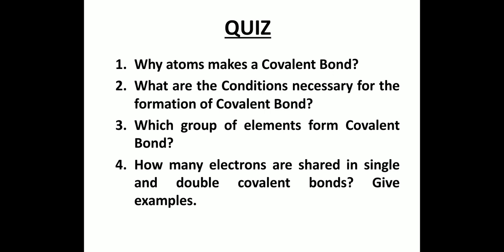There is a quiz for you at the end of the lecture. Why do atoms make a covalent bond? What are the conditions necessary for the formation of a covalent bond? Which group of elements forms covalent bonds and how many electrons are shared in single, double and triple covalent bonds? Give examples.